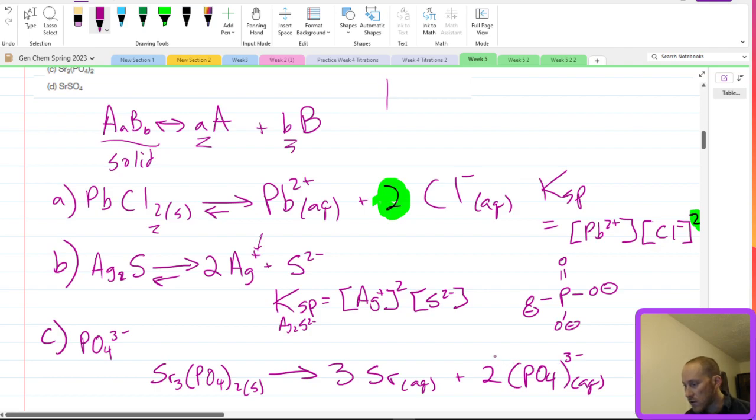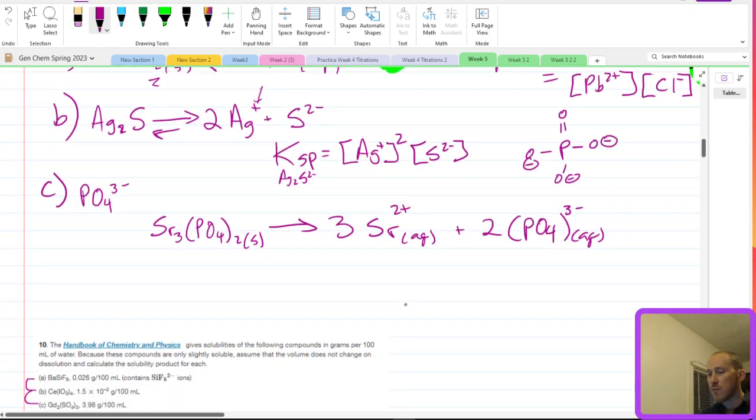Side note, so there's 2 of them, and they have a 3 minus charge. Over here we have 3 strontiums, which must have a 2 plus charge to cancel out the charges on both sides, and that's going to make the KSP of our strontium 2, so that's what we'd call this now, right? Strontium 2 phosphate.